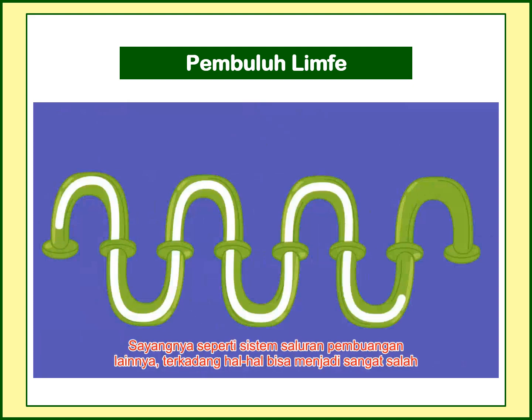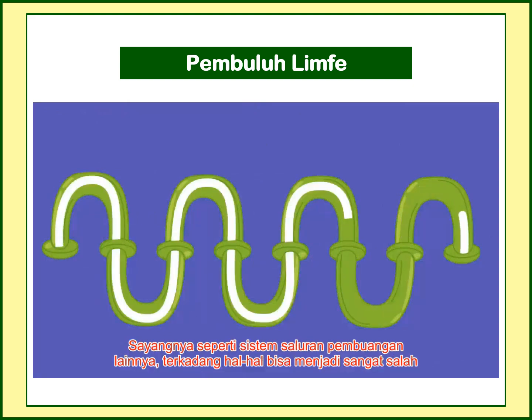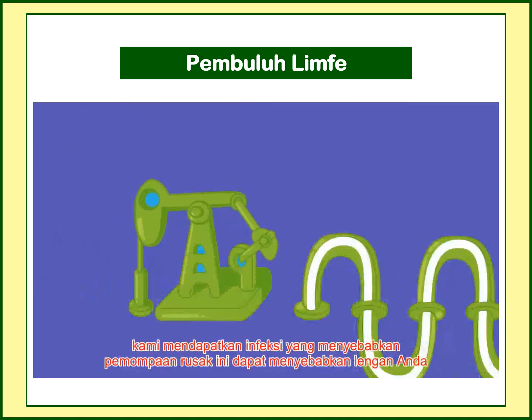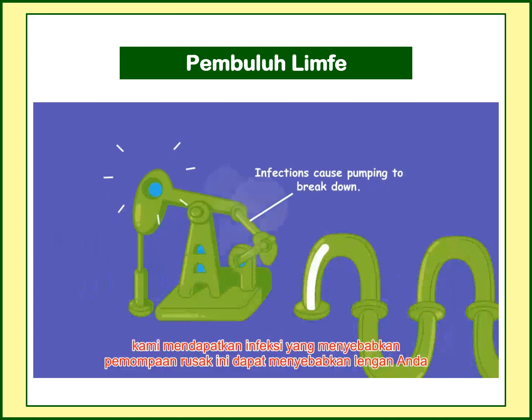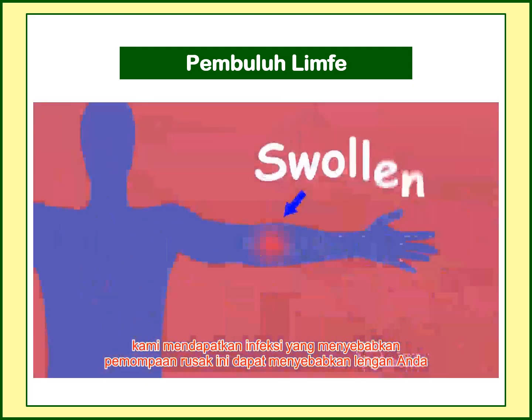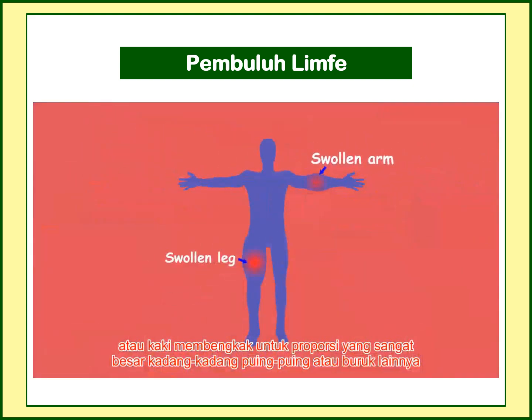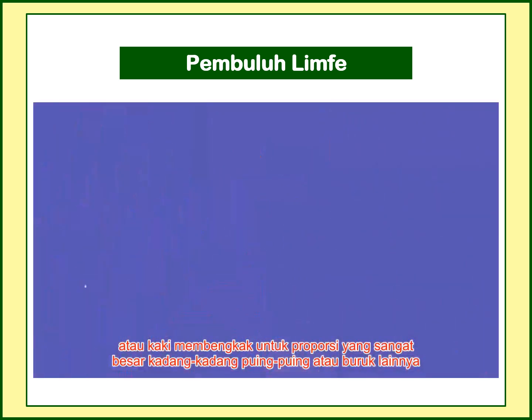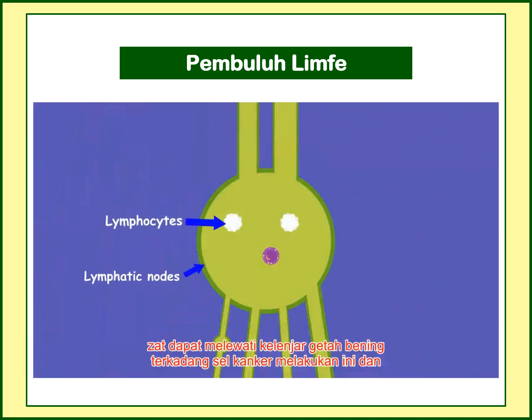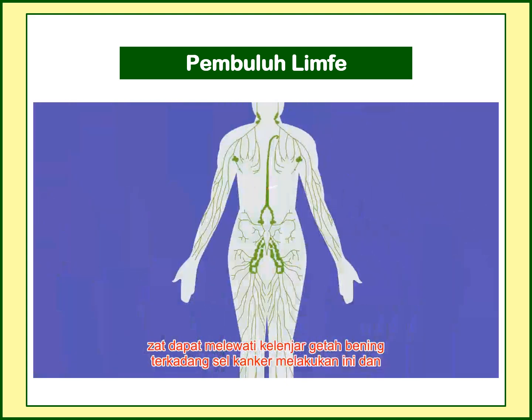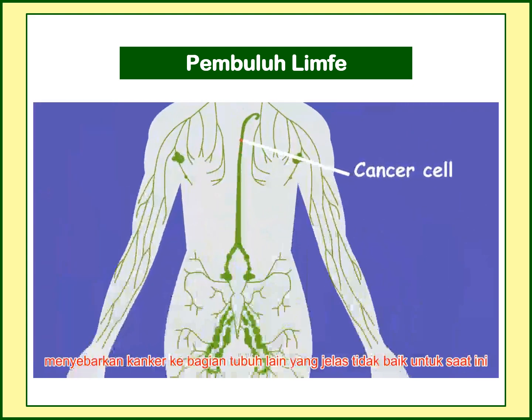Unfortunately, like any sewer system, things can go horribly wrong. Sometimes we get infections that cause the pumping to break down. This can cause your arms or legs to swell to huge proportions. Sometimes the debris or other bad substances can make it past lymph nodes. Sometimes cancer cells do this and spread the cancer to other parts of the body, which obviously isn't good.